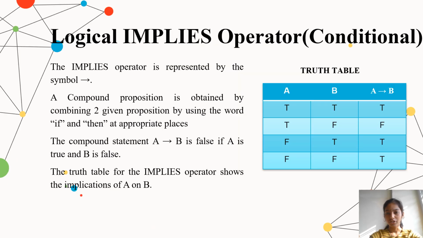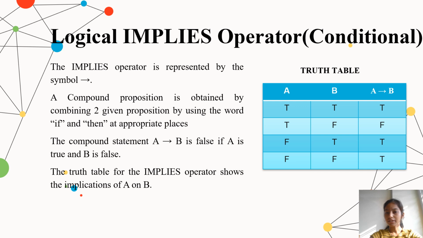Logical implies operator. The implies operator is represented by the symbol →. A compound proposition is obtained by combining two given propositions by using the words if and then at appropriate places. The compound statement A implies B is false if A is true and B is false. The truth table for the implies operator shows the implication of A on B.